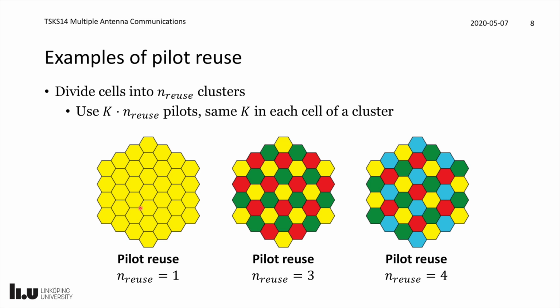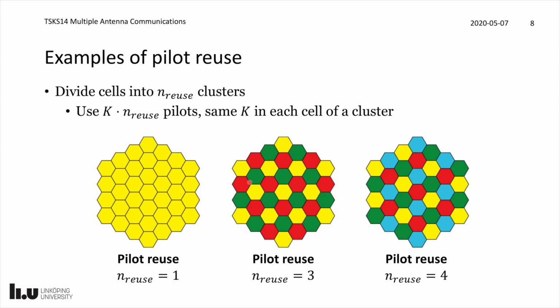Another option might be to use a larger reuse factor. Say that we have 3 as a reuse factor. That means that we have 3 times k pilots. So we can divide those pilots into 3 different groups and assign them to the different cells in a different way. A good way is to make sure that the neighboring cells are not using the same pilots, because that means that the interference will be less, because we have some natural physical distance between the cell where the pilots are used and the next cell where the same pilots are being used.